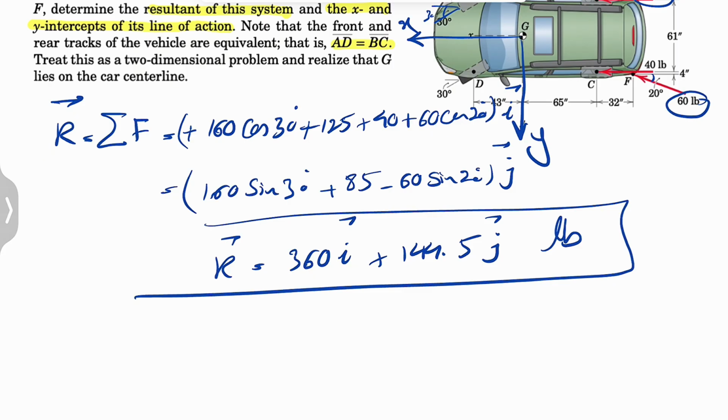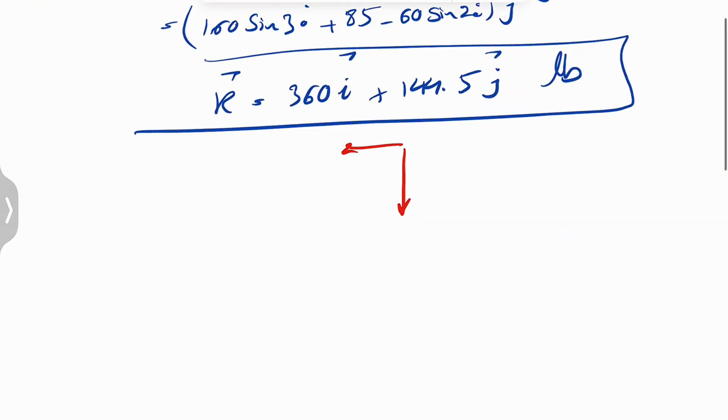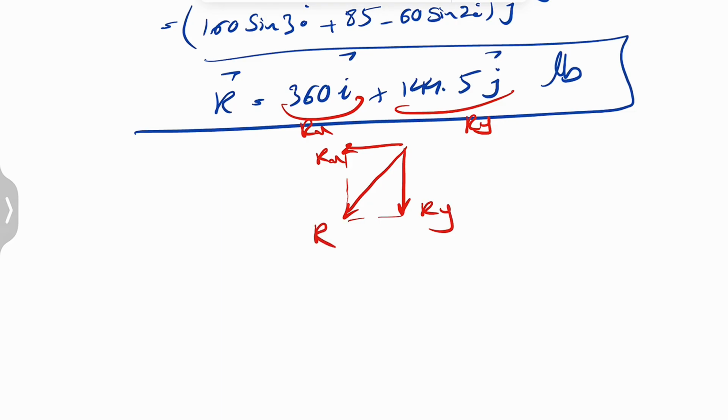If you look at the R, we can see that R has both X and Y positive. So this will be the direction of R. This was our Rx, which is what we have in here. This is our Ry, and this is going to be our R. And that's going to be the direction of the R.